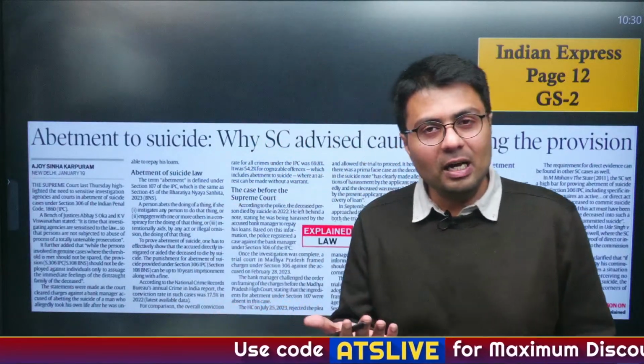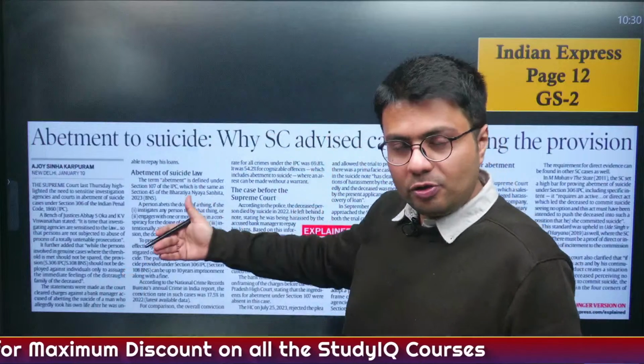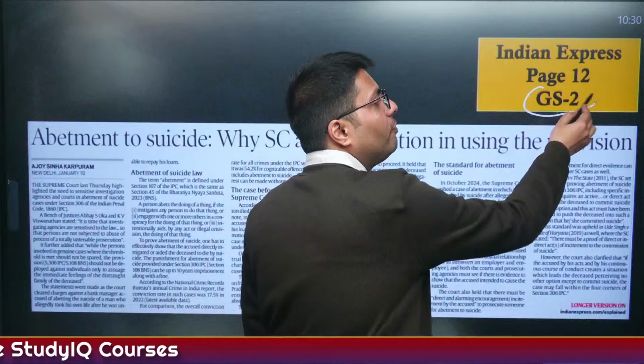Now as I was saying, moving to another article, this one also appeared in the Explained section of the Indian Express, on page 10. This article deals with abetment of suicide, which is part of a legislation in India called the Bharatiya Nyaya Sanhita, which was earlier the Indian Penal Code. We'll try to understand this topic, which is important from polity's perspective. Understood? Hence I have marked this question under GS paper 2.